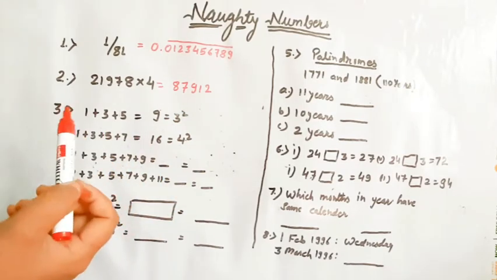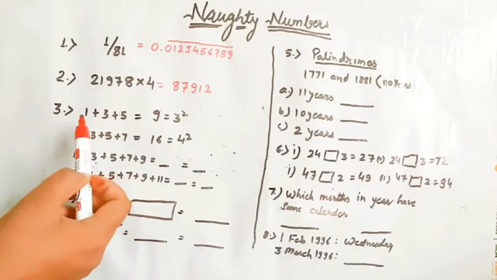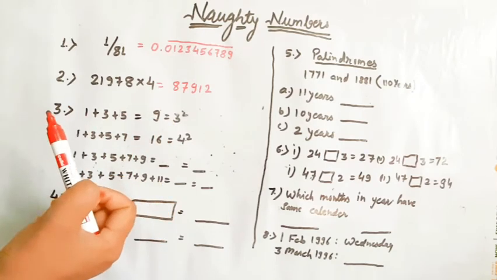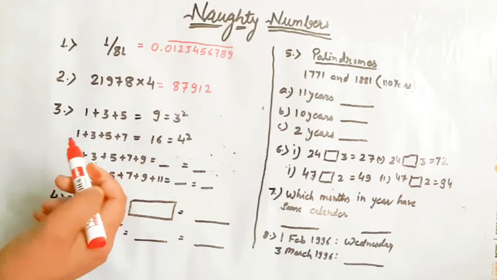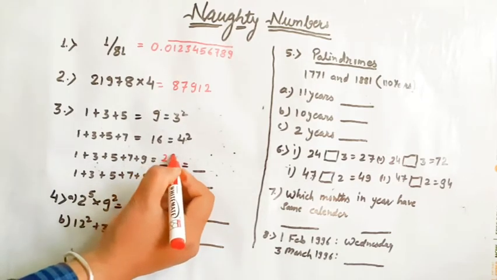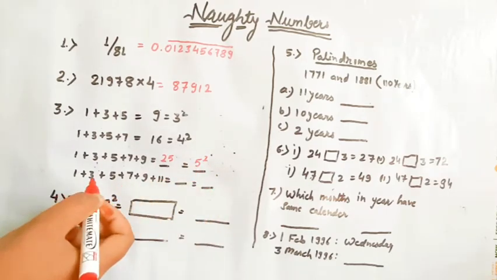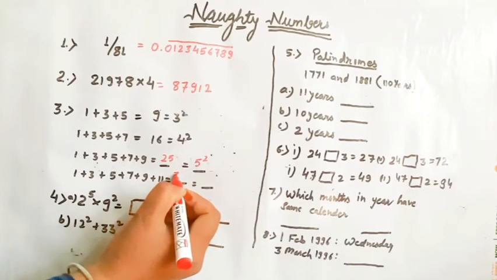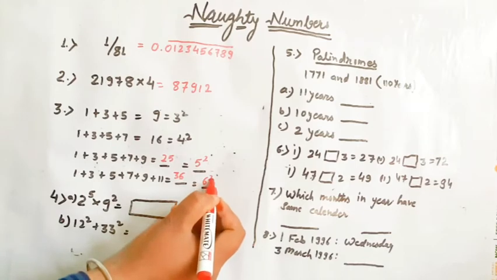Next, it is a magic of odd numbers. 1 plus 3 plus 5, 3 odd numbers, then the sum is 9, which equals 3 square. 4 odd numbers will equal 4 square. If we have 5 odd numbers, it will equal 25, which you know equals 5 square. If we have 6 odd numbers, then this will equal 36. You can add and check, which equals 6 square.